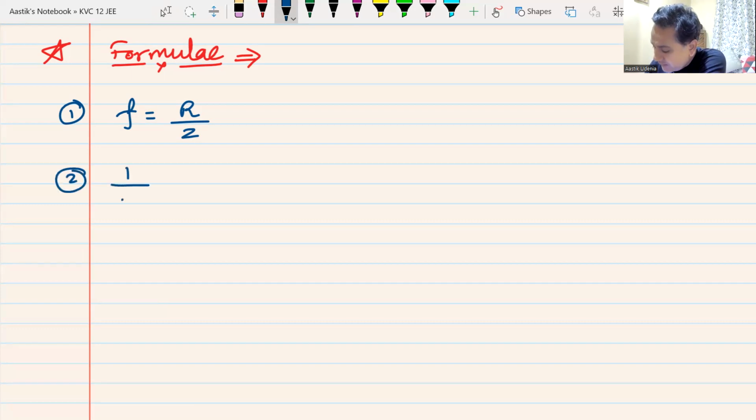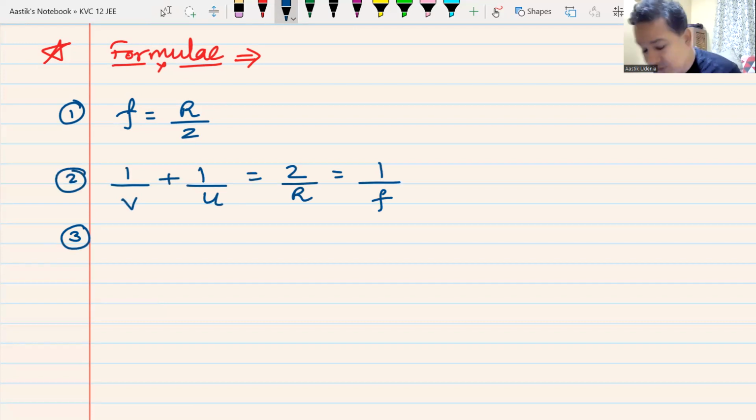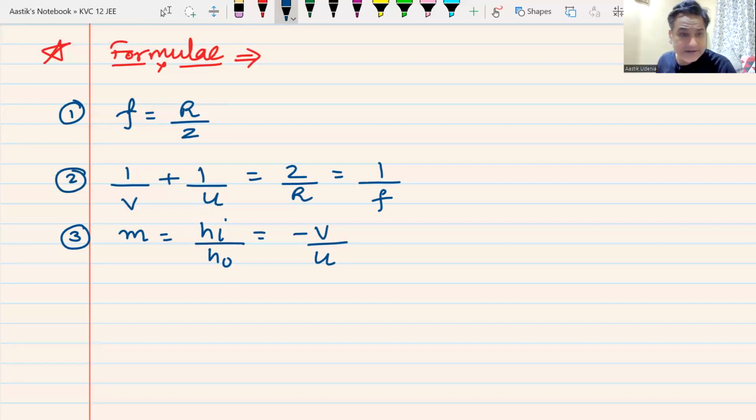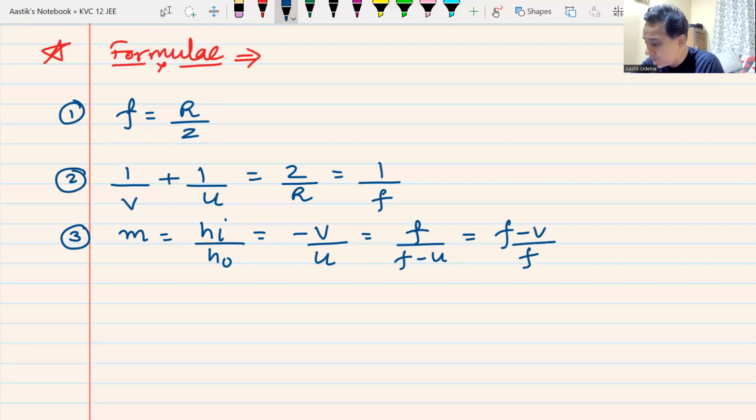Second formula is 1 by v plus 1 by u is equal to 2 by R. Instead of writing it as 2 by R, you can remember it as 1 by f. Then the third formula that we had seen was for transverse or lateral magnification, which we call simply m, and that is hi divided by ho, height of the image divided by height of the object, and the formula will come as minus v by u. You can also write it in terms of f and u, f upon f minus u. You can also write it in terms of f and v, f minus v upon f.